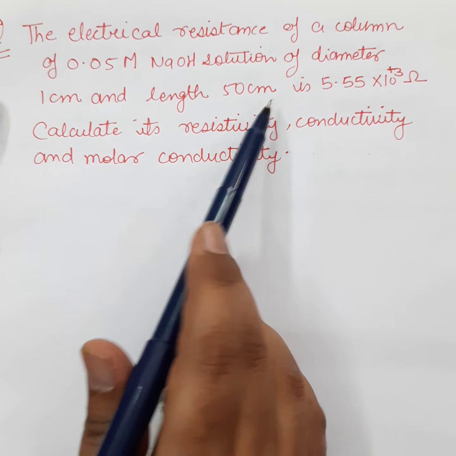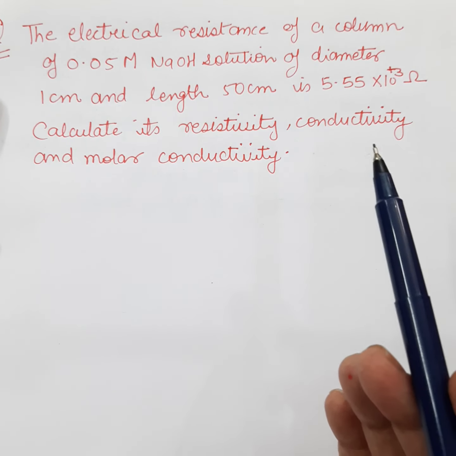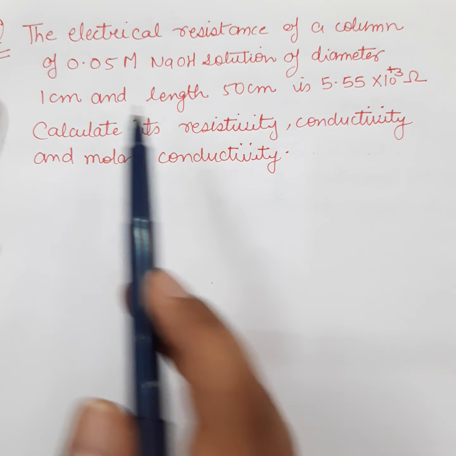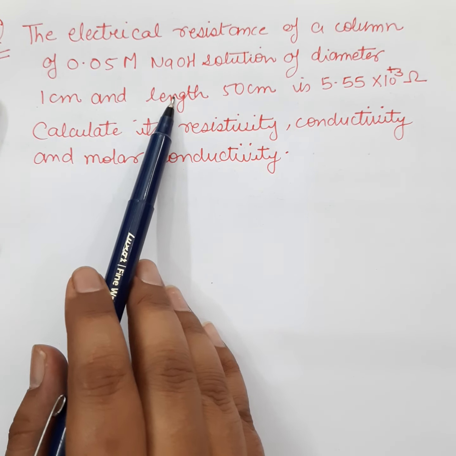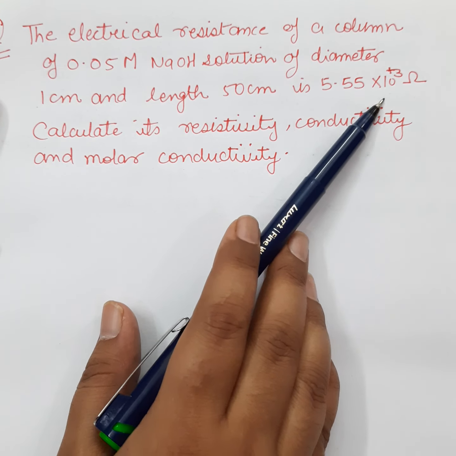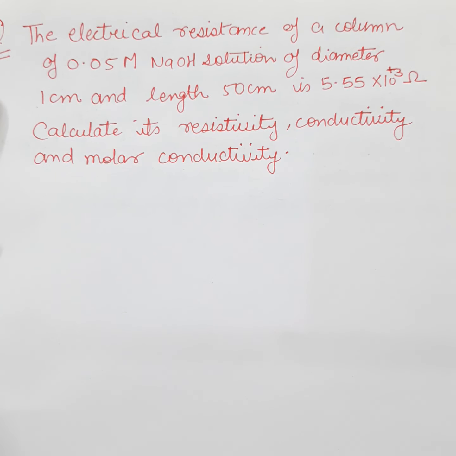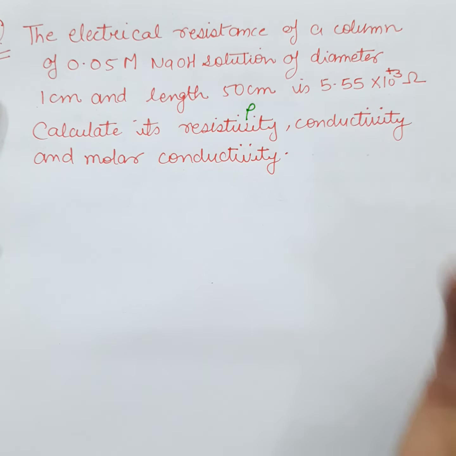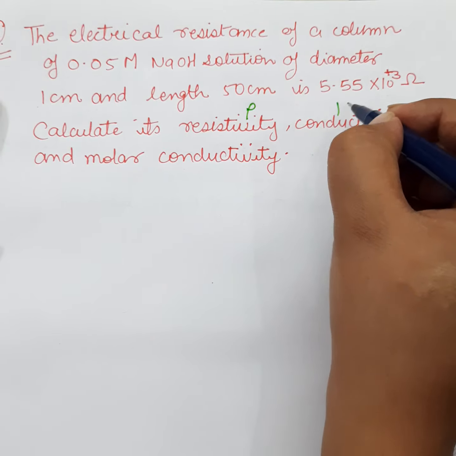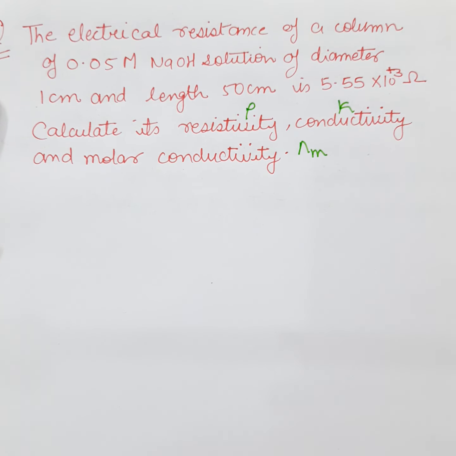Here the diameter is given to us, that means we have to calculate the radius. So radius is equal to diameter divided by 2. That is 1 centimeter, and length is equal to 50 centimeter, is 5.55 into 10 raised to the power 3 ohm. Calculate its resistivity. So what is resistivity? Rho. Conductivity means kappa, and molar conductivity means lambda m.